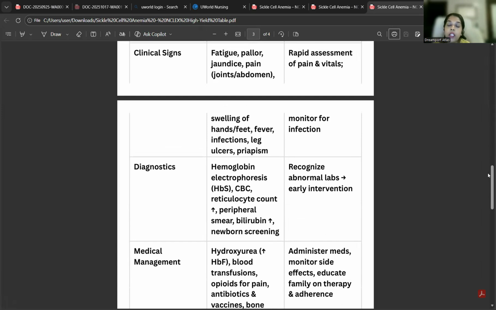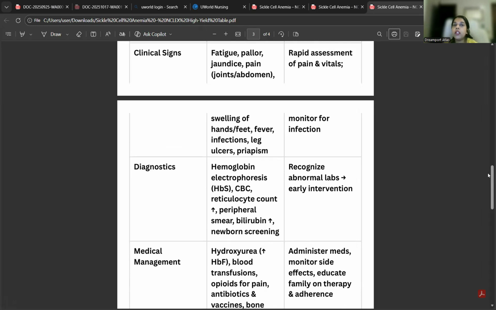We know that usually hemolysis occurs, and anemia can occur. So the client will experience all the symptoms of anemia, for example fatigue, pallor, jaundice, and pain. Pain is usually joint pain as well as abdominal pain. So here we need to assess the patient's pain severity. We can use the pain scale 0 to 10. We can ask the patient how much pain the client is experiencing, as well as check the vital signs.